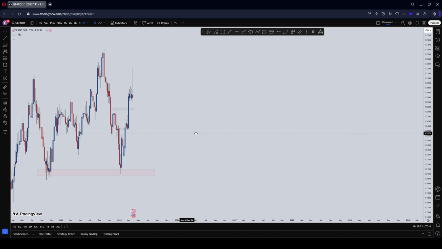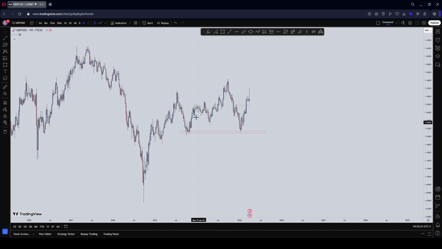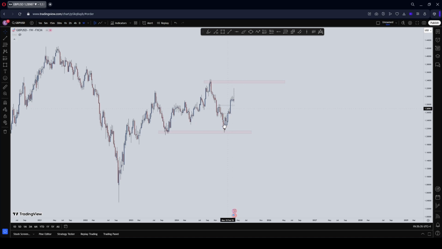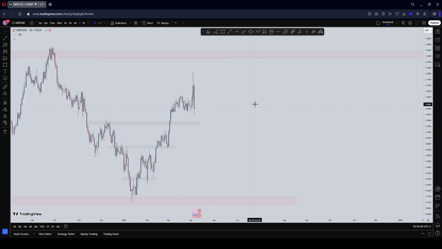Let's go back to the weekly. What we see here is that price is in a bit of a consolidation. You cannot say you are certain of where the weekly is heading. So let's mark out this key level that price reacted from, the last place it reacted from that formed this impulsive leg. Let's go to the daily.